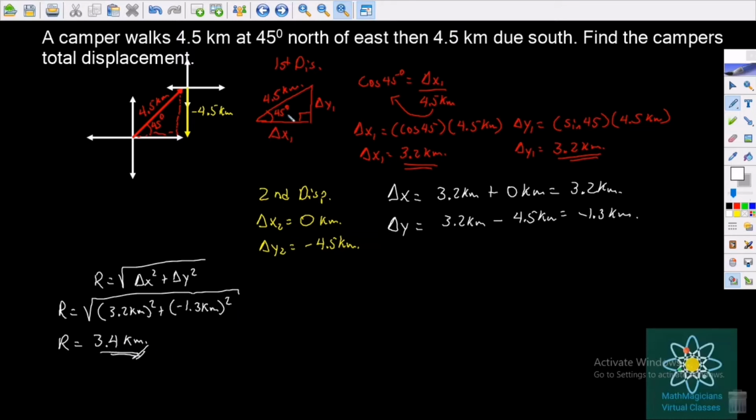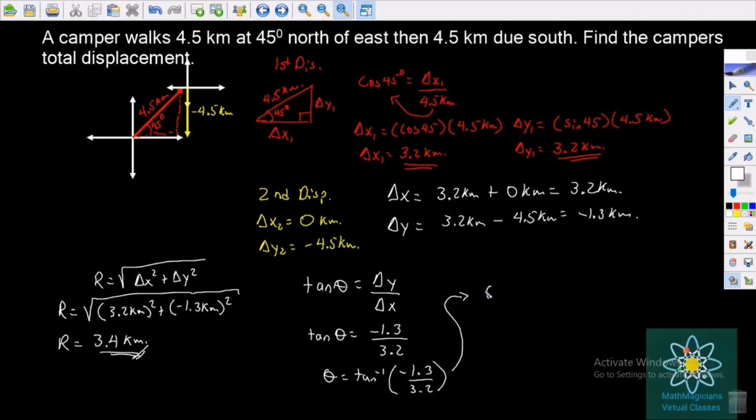Now we need to find what the angle is. As you can see in the first triangle, to find the angle we use tangent, which had an opposite, that is delta y, over adjacent. Since we have this form, we're going to use the same form for everything. Tangent of the angle is equal to opposite, which is your delta y, over the adjacent, that is delta x. We substitute: tangent of the angle is equal to delta y, negative 1.3 kilometers, and delta x is 3.2 kilometers. We solve for the angle, we know this already, it becomes an inverse tangent of negative 1.3 over 3.2.